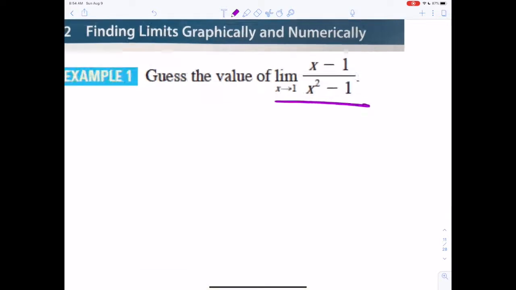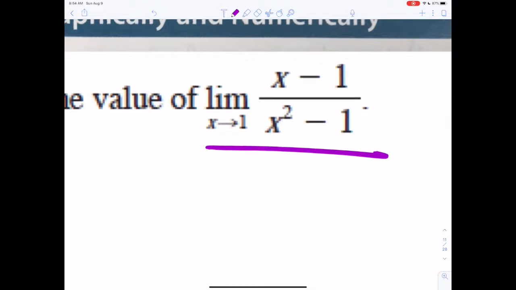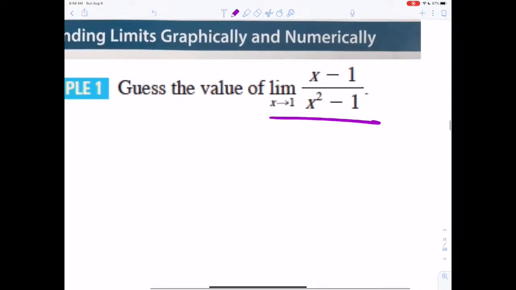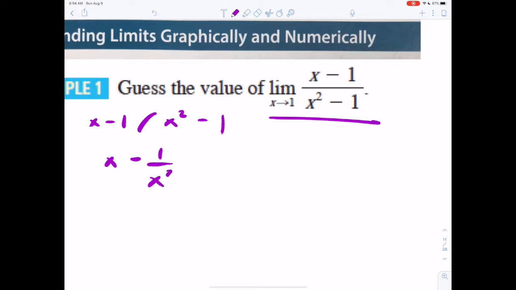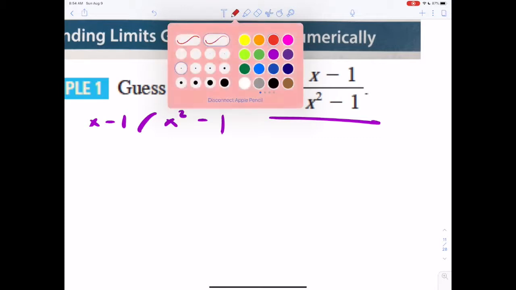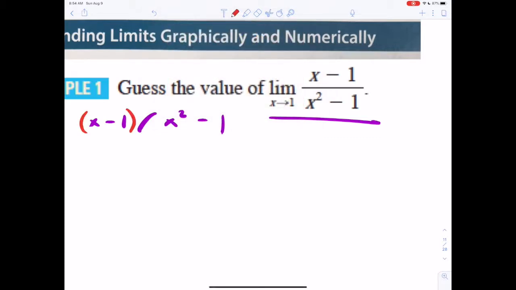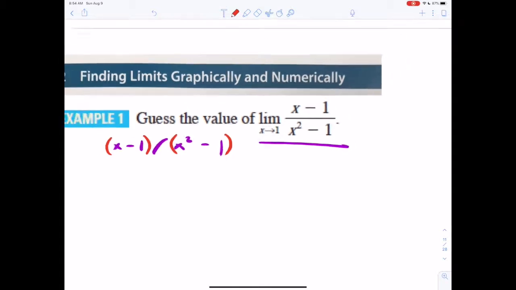So here, you notice that x minus 1 is all in the numerator, and x squared minus 1 is all in the denominator. Now, if you type out x minus 1 divide x squared minus 1, you're actually telling the calculator to type this out. Okay, that's what the calculator is reading. So what you have to do is include parentheses around the numerator and also around the denominator. Okay? So go ahead and do that.